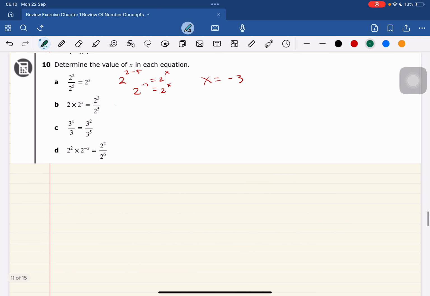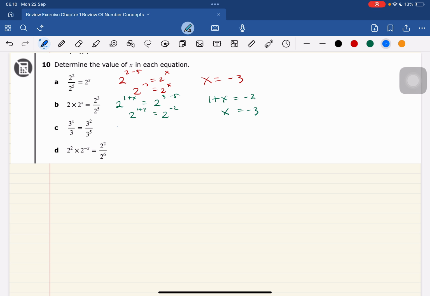Next, this is 2 power of 1 plus x equal to 2 power of 3 minus 5. So this is gonna be 2 power of 1 plus x equal to 2 power of minus 2. So 1 plus x is gonna be minus 2. So x is gonna be minus 3.